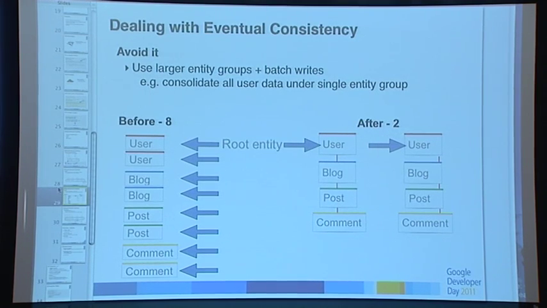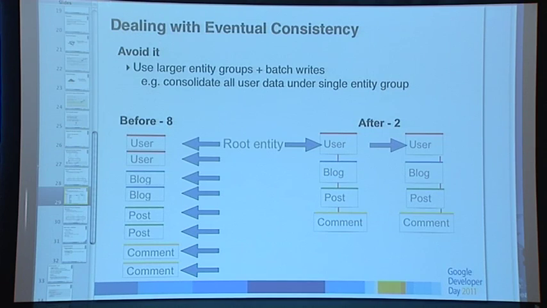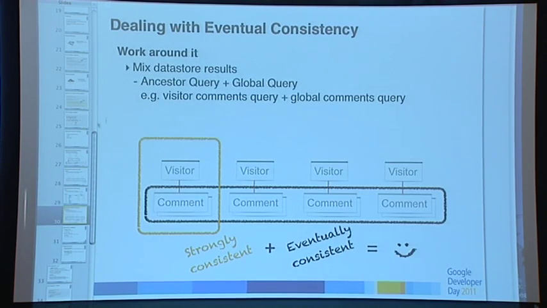So this is create larger entity groups is another way to deal with this. And then the third way, which I think is very, very clever, is to do a hybrid approach, which is to take a strongly consistent query with an eventually consistent query, and you mix the results in.